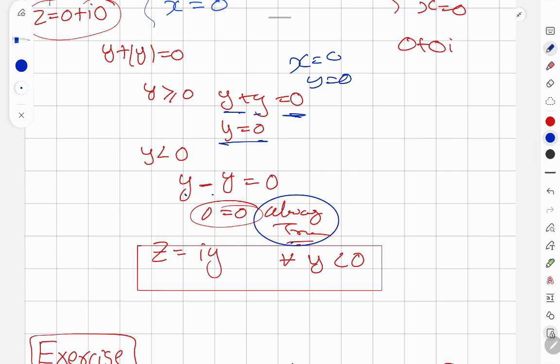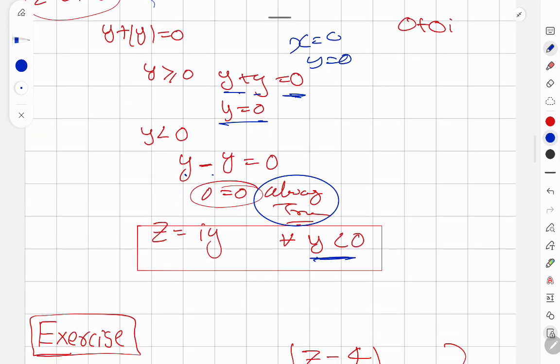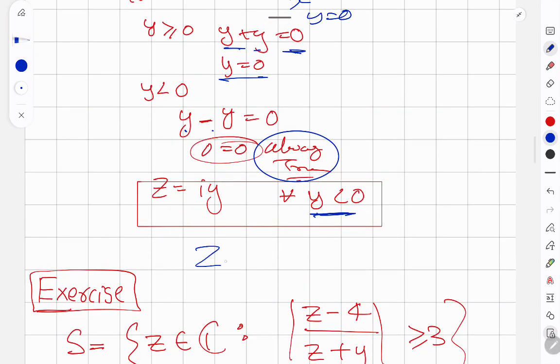0 equal to 0 is always true. So it's a free variable. It's a free variable, so z equals iy, and for this y is less than 0, so you get infinitely many values. So here I got two different z. One is 0 plus 0i, the other one I got 0 plus iy. Clear?